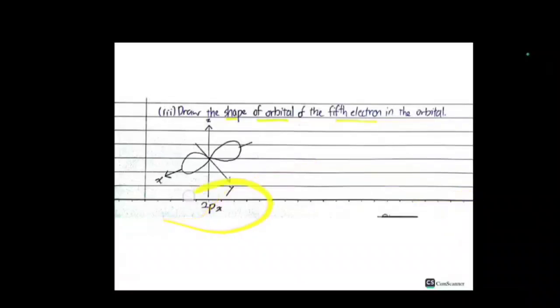So we know that the p orbitals have 3 different shapes, which are px, py, and pz. So we just draw either one, which is 2px, and the dumbbell shape lies on the x-axis. So this is the final answer.